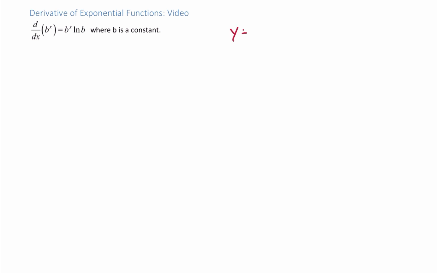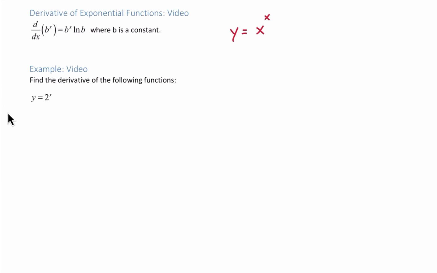For example, if I gave you y equals x to the x power, sometimes students try to use this rule here, but we can't because notice the base of this exponential expression is not a constant, it's a variable itself. So this requires a different type of differentiation, logarithmic differentiation, which we'll see later. This rule applies to bases that are constants.